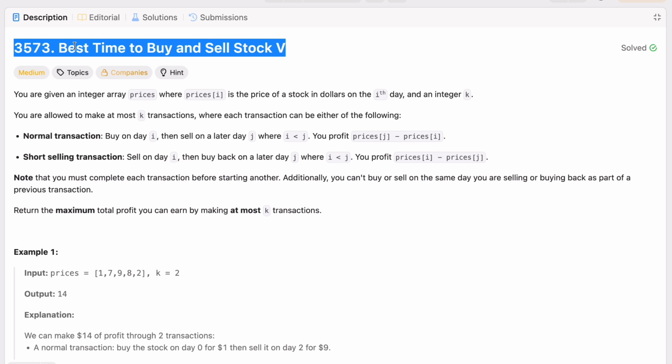There are 4 variants, we can say, apart from this, so a total of 5 variants we have, and one of the variants is today's contest problem. So we are going to solve this problem.